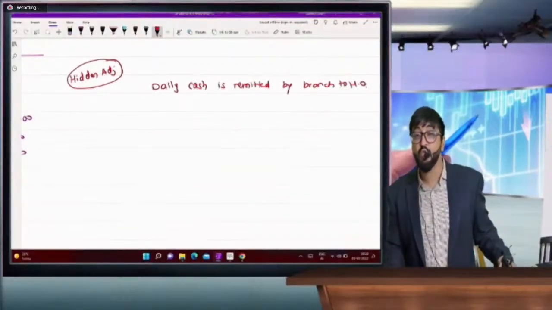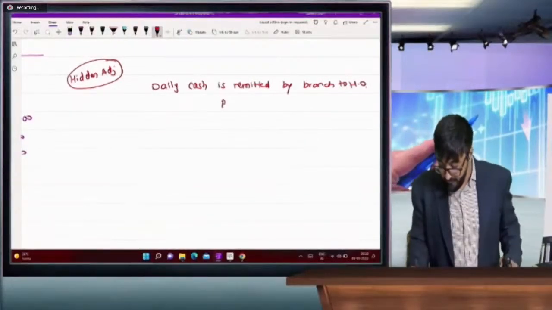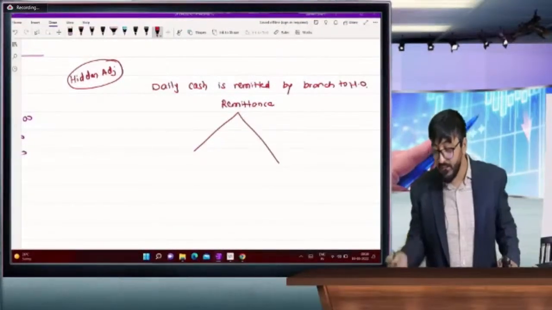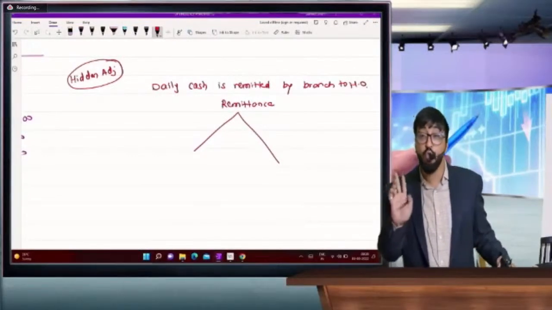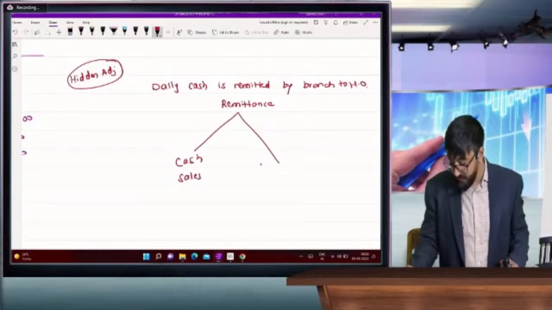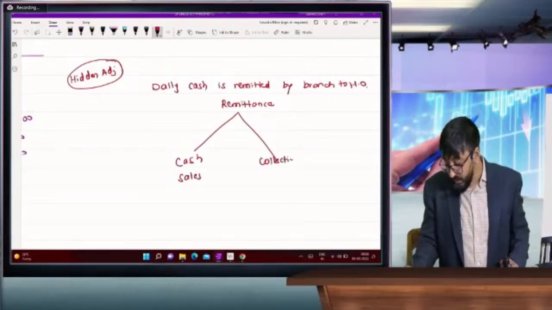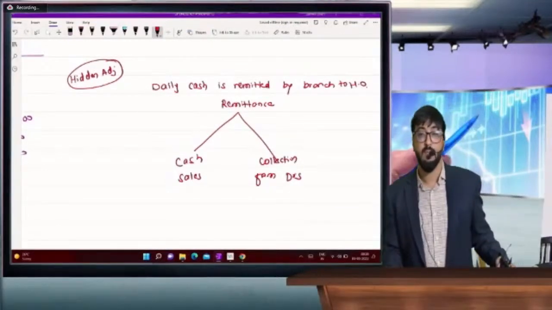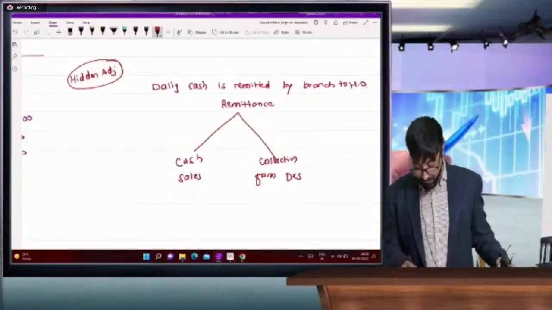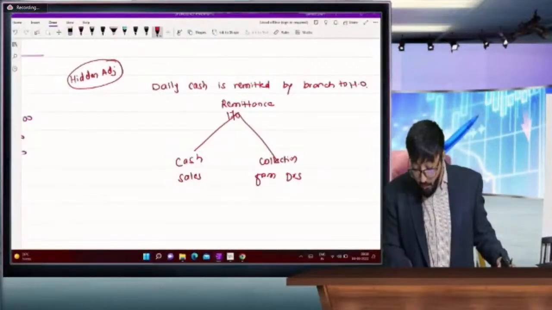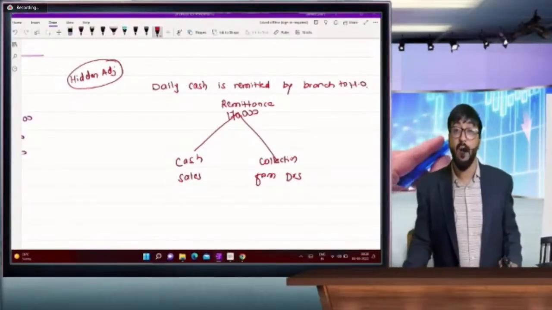Now, what are the sources of remittance? Remittance can only have two sources: one is cash sales and the second one is collection from debtors. So these are the two sources for remittance. Now what is the total amount which is sent? This is very, very important, beta. 1,70,000.